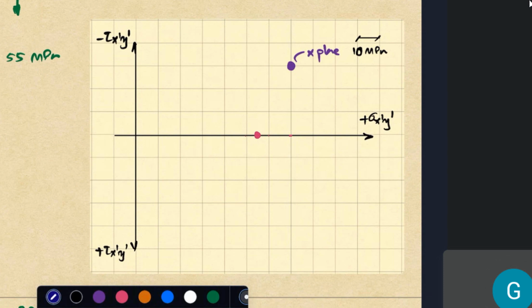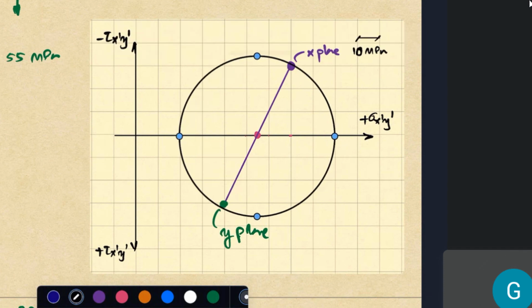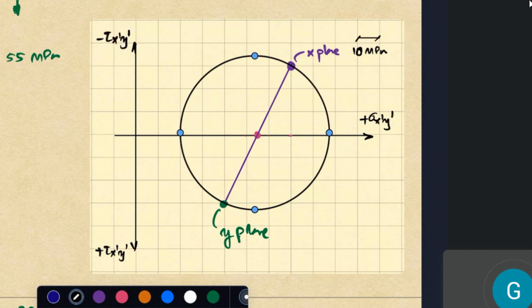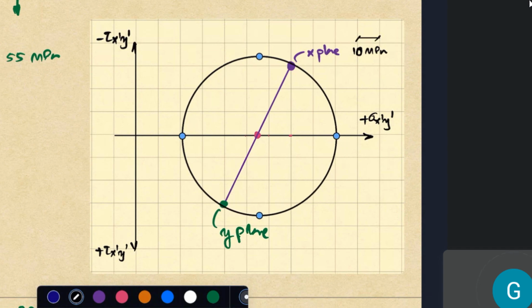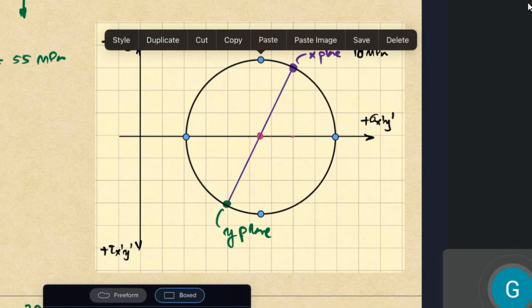Which means diametrically opposite, this will be my y plane. And then I can draw the circle passing through these 2 points with the center like that. Something like that. So this is the Mohr circle for this problem.